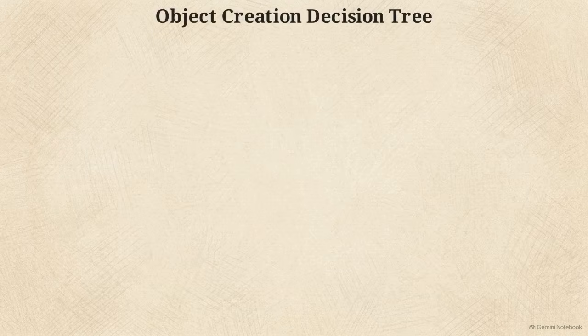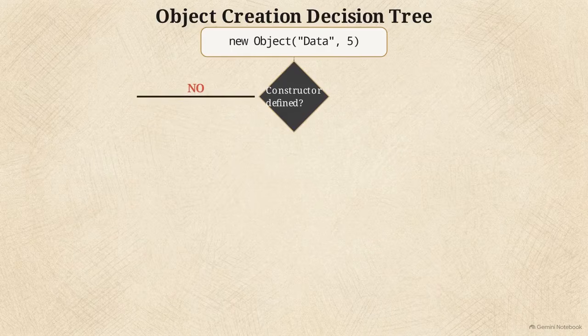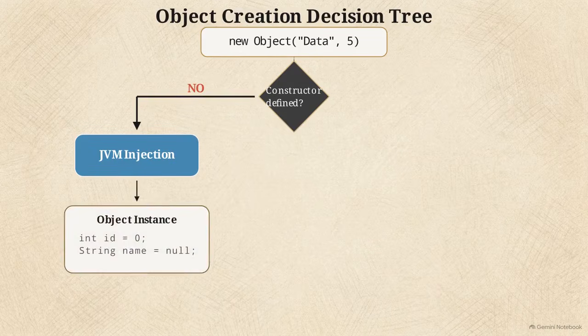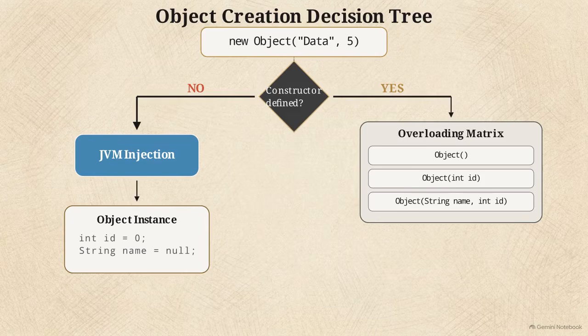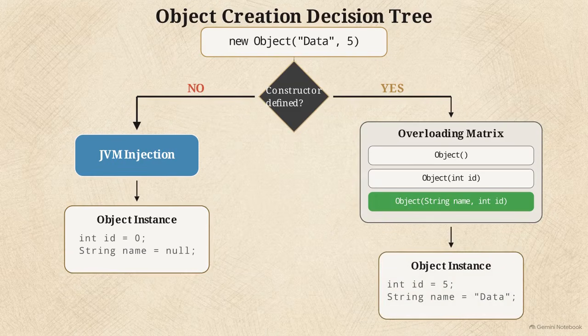This chart synthesizes the entire decision tree of object creation. Starting the moment the new keyword is invoked, the execution hits a primary decision node. Is a constructor defined by the user? If execution heads down the no pathway, the JVM steps in. It automatically injects the system-defined default constructor, yielding baseline default values. If execution takes the yes pathway, it enters the overloading matrix. The system evaluates the parameter signature and routes execution to the exact matching code block.